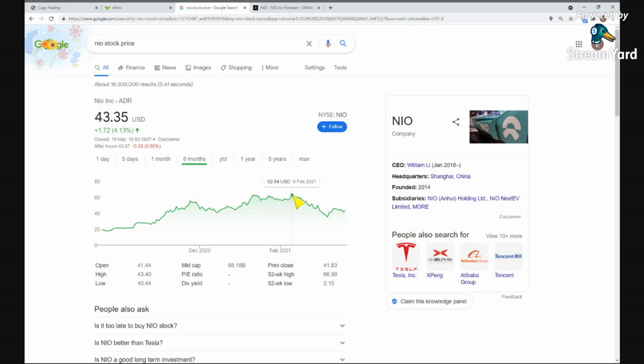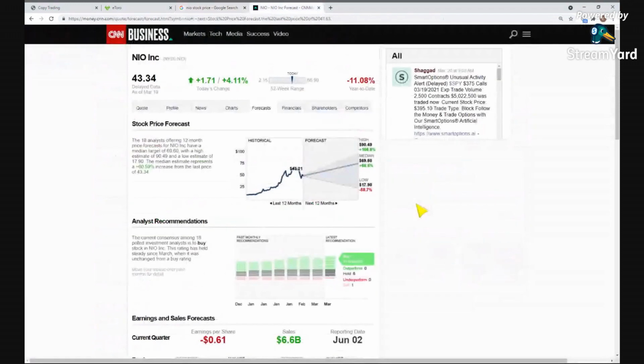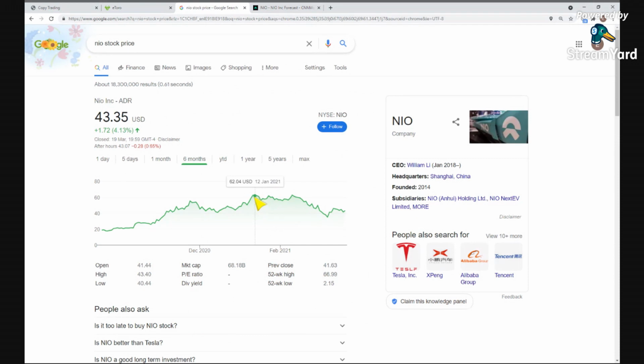I know it went up to about 65 at one stage, but you can see here it went up to 62.84. So I didn't see it go up to that price, so I'm going to set it a little bit lower. I'm going to set this one at $62 because you can see that it went up to 62.80, so it can hit that price.